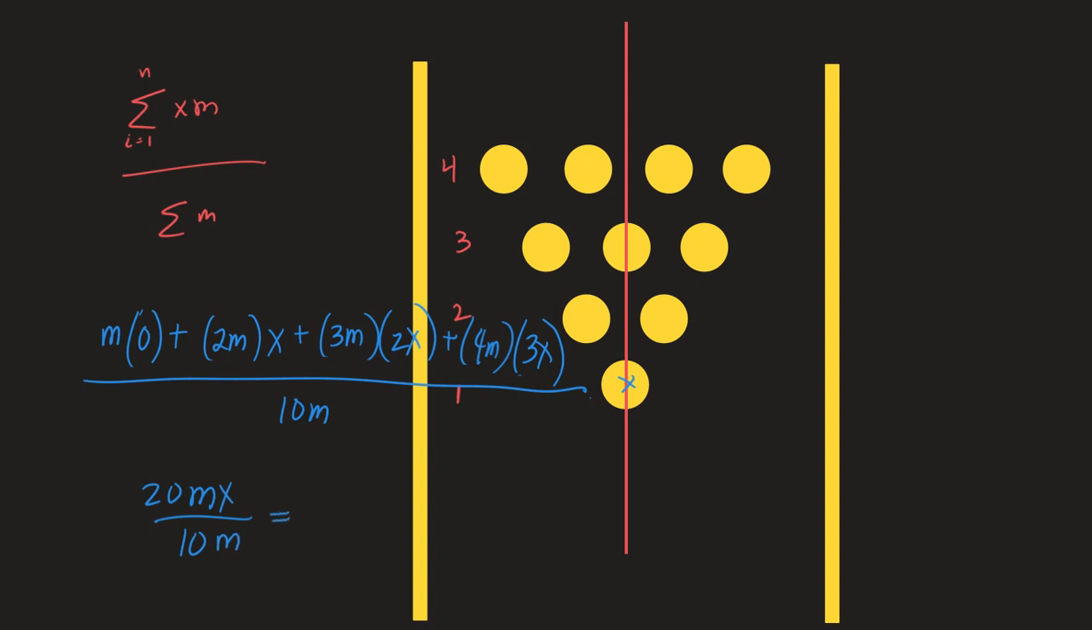Looks like I get 2x. Where does that put it? 1x, 2x. Right there.